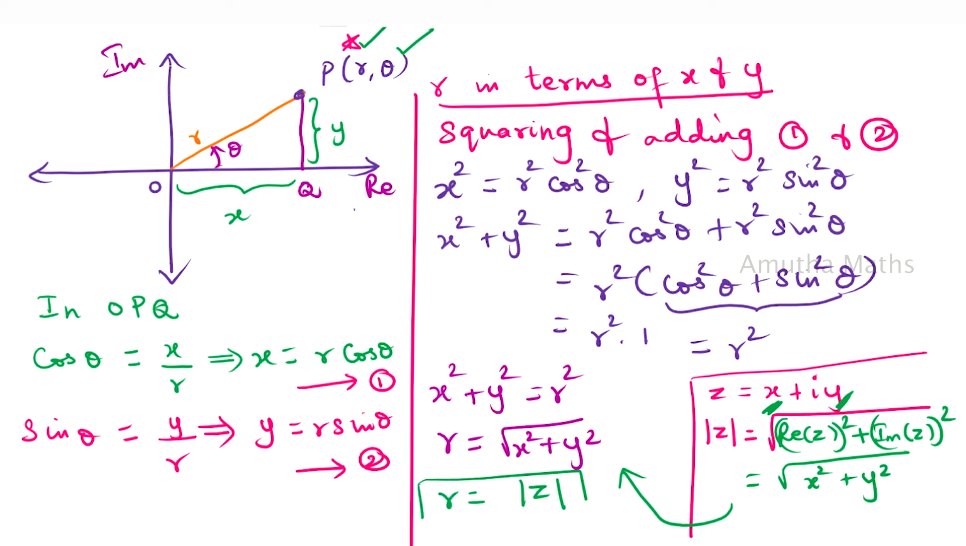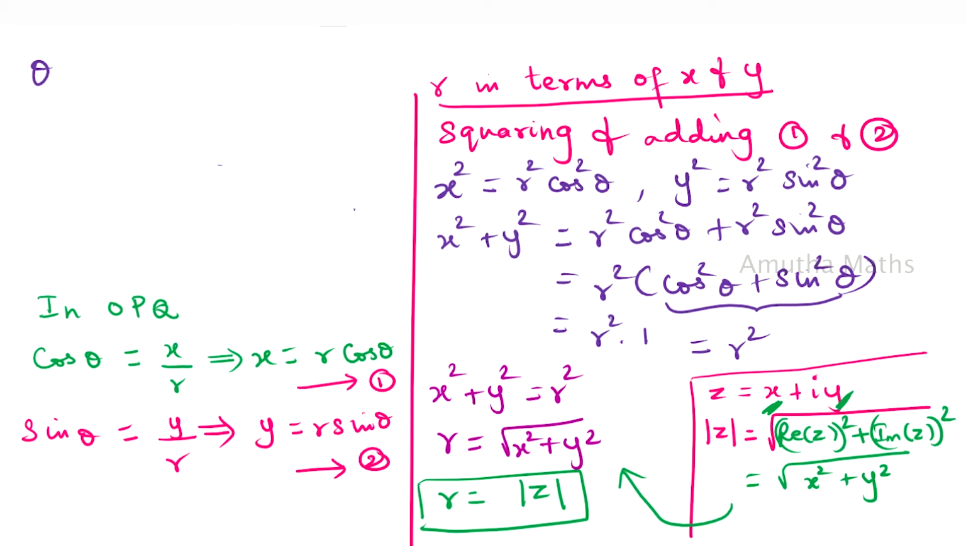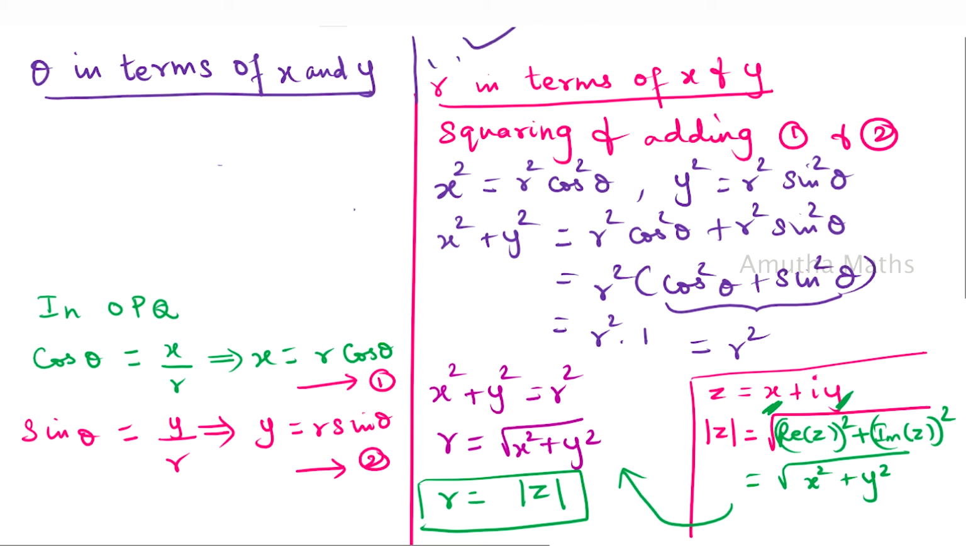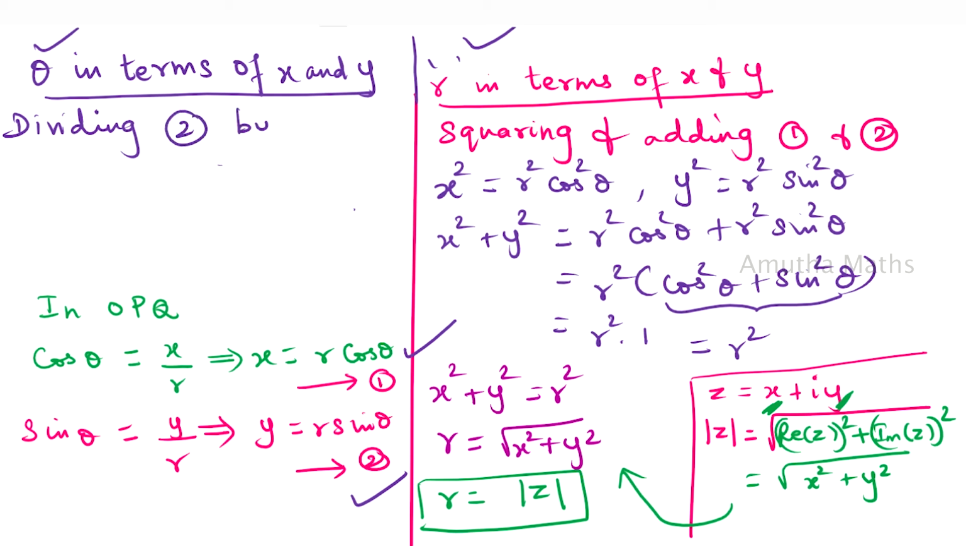Now I am going to write theta in terms of x and y. First இங்க என்ன பார்த்தோம்? r in terms of x and y. Now theta in terms of x and y. So what will you do? What is the first equation? First equation is here, isn't it? Second equation is here. So dividing second equation by first equation. ரெண்டாவது equation first equation ஆல divide பண்ண போறோம். அப்ப என்ன வரும்? So y by x is equal to r sin theta divided by r cos theta.